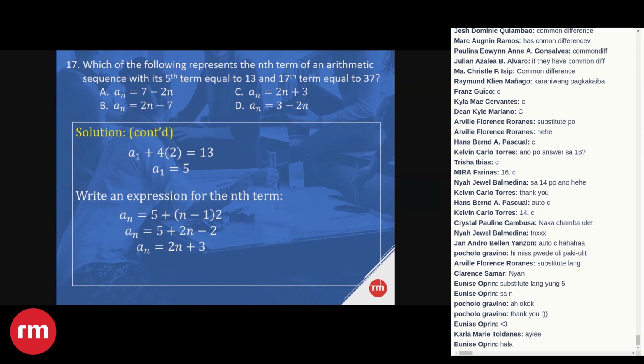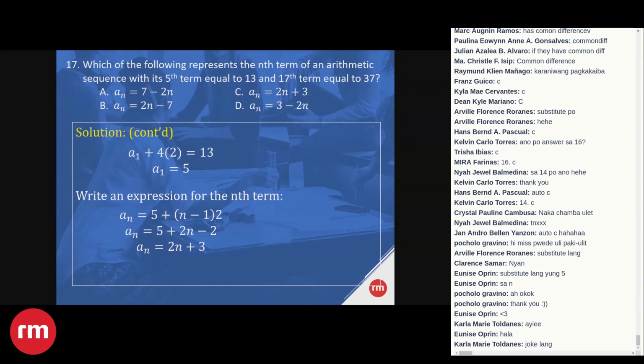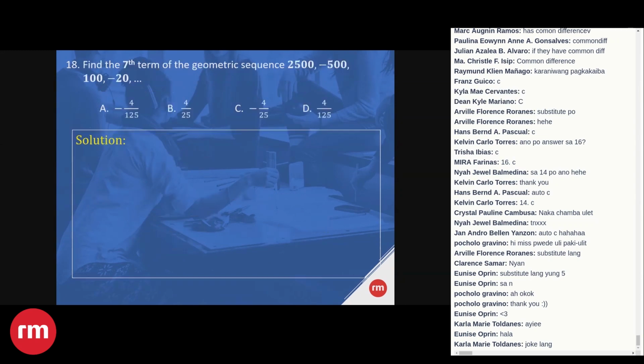Kapag naman hindi nyo ma-eliminate lahat, then you use the other given. You use n equals 17 at tingnan nyo alin doon ang mag-yield ng 37. Okay? So that's the fastest way to do that. The long way is to get a sub 1 and the common difference D. The fastest one is through substitution. So tama yun is just substitute 5 sa n and then you're good to go. You're able to find that the answer is letter C. Okay, so let's proceed to number 18.